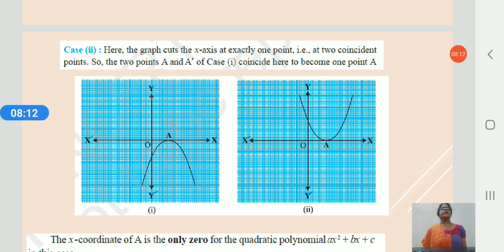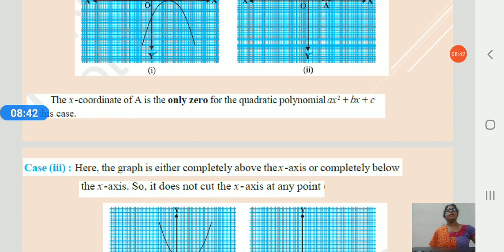In the second case, the graph cuts the x-axis exactly at 1 point. That is, it just touches the x-axis at 1 point. That means the 2 roots are the same, coincident roots. We can see that a and a dash, both roots will be same. Coincident root means same roots will be there. Here also we can expect open upward and open downward. The coordinate has only 1 zero. That means open upward or open downwards.